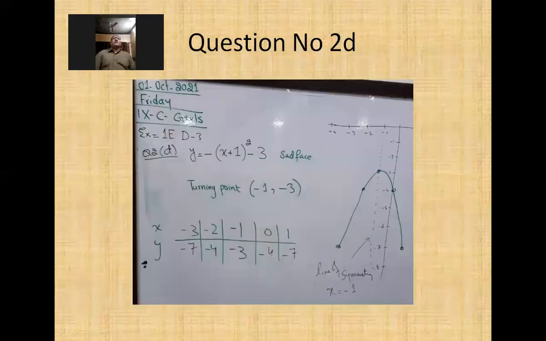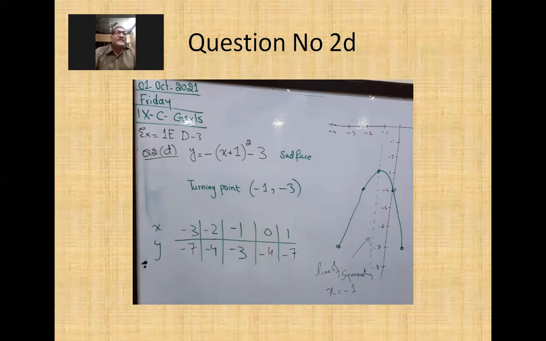So let's move to question number 2d part. Here the equation is given: y equals minus (x plus 1) whole squared minus 3. So this is a standard form. Here we have a negative, so it will be a sad face. And this tells you the coordinates of the turning point. This is the x coordinate of the turning point, but you have to change its sign. And this number is the y coordinate of the turning point. You don't have to change its sign. So the turning point coordinates will be (minus 1, minus 3).